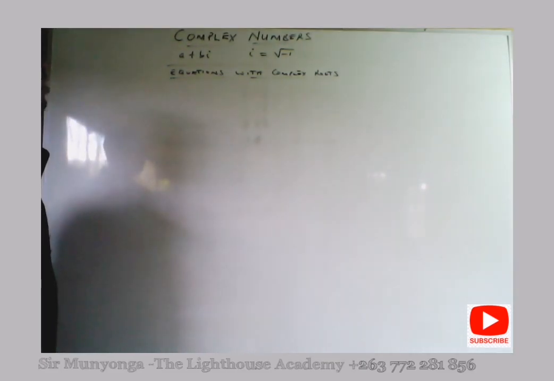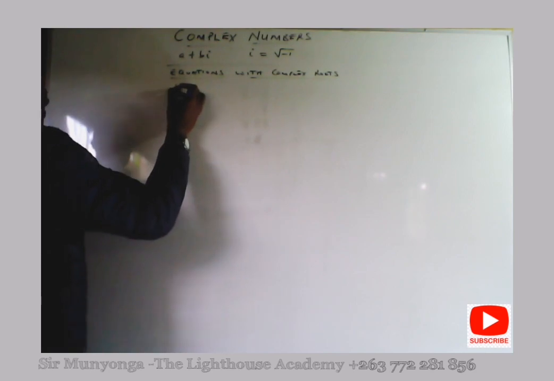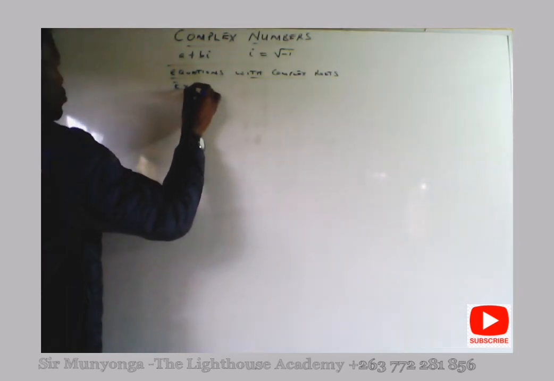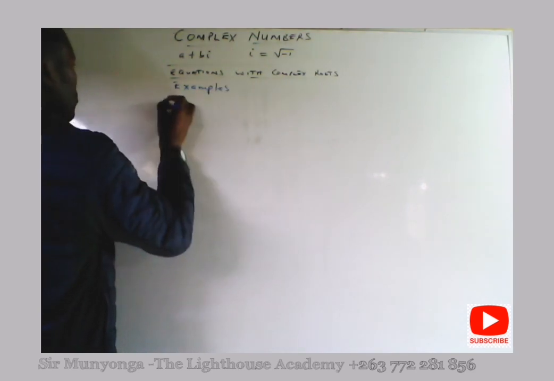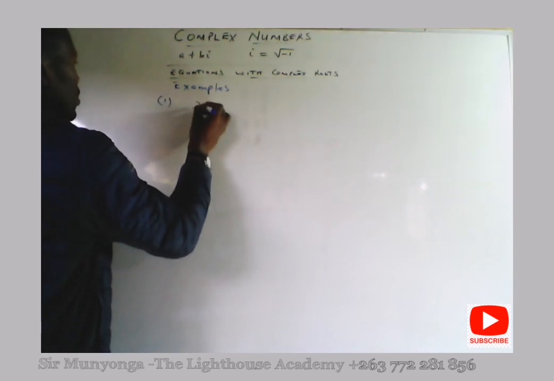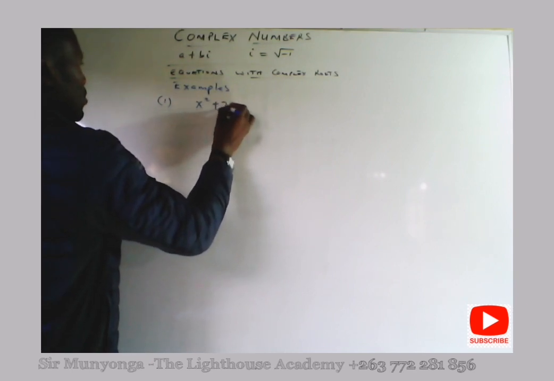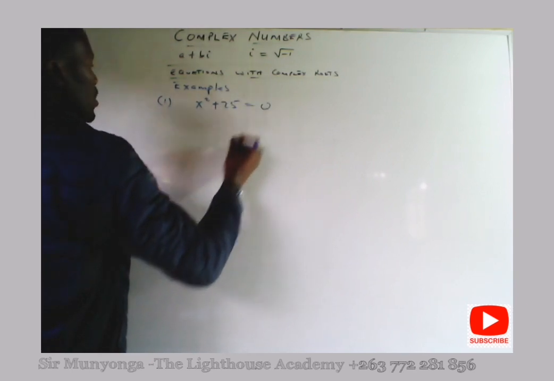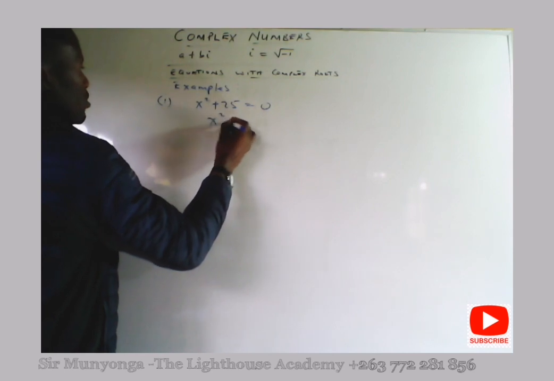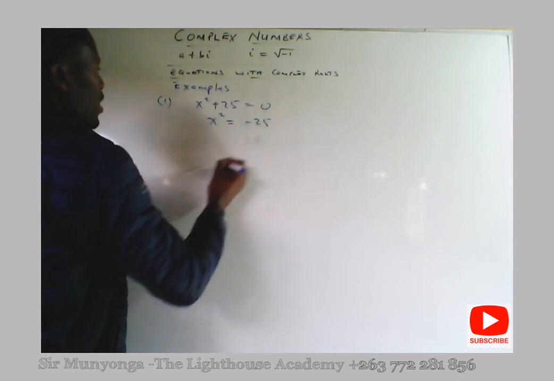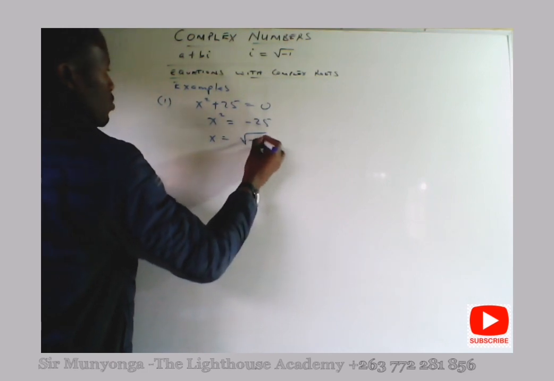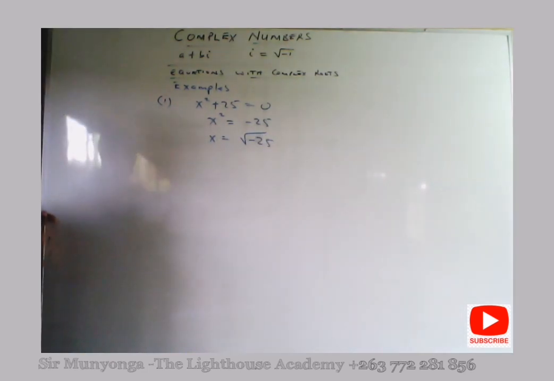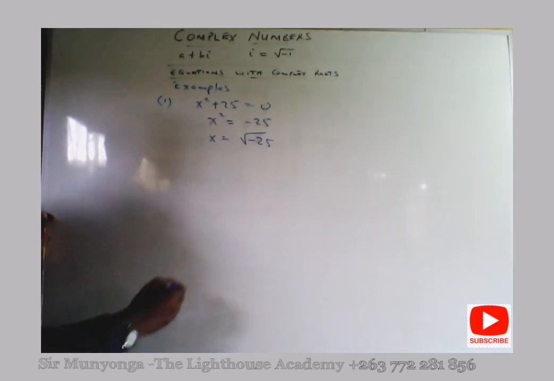Numbers. In this session we'll be looking into equations with complex roots. So let me make use of two examples. Example 1, we have an equation x squared plus 25 is equal to 0. So x squared will be equal to minus 25. For you to remove the power 2 and introduce the square root sign, it becomes x is equal to square root of minus 25.